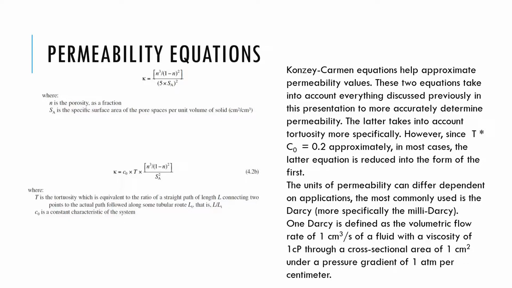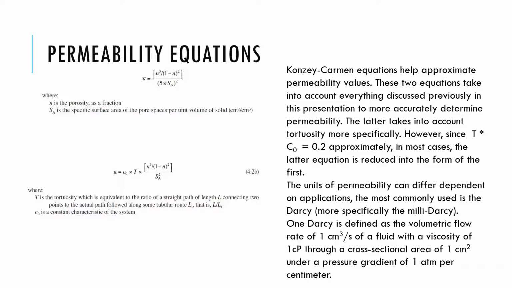Now we're going to look at two equations that express permeability. Kozeny-Carman equations help approximate permeability values. These two equations take into account everything discussed previously in this presentation to more accurately determine the permeability. The latter, which is the second equation, takes into account tortuosity more specifically. But since tortuosity times the constant characteristics of the system, or C0, is usually approximately 0.2, in most cases the second equation will be reduced to the form of the first one.